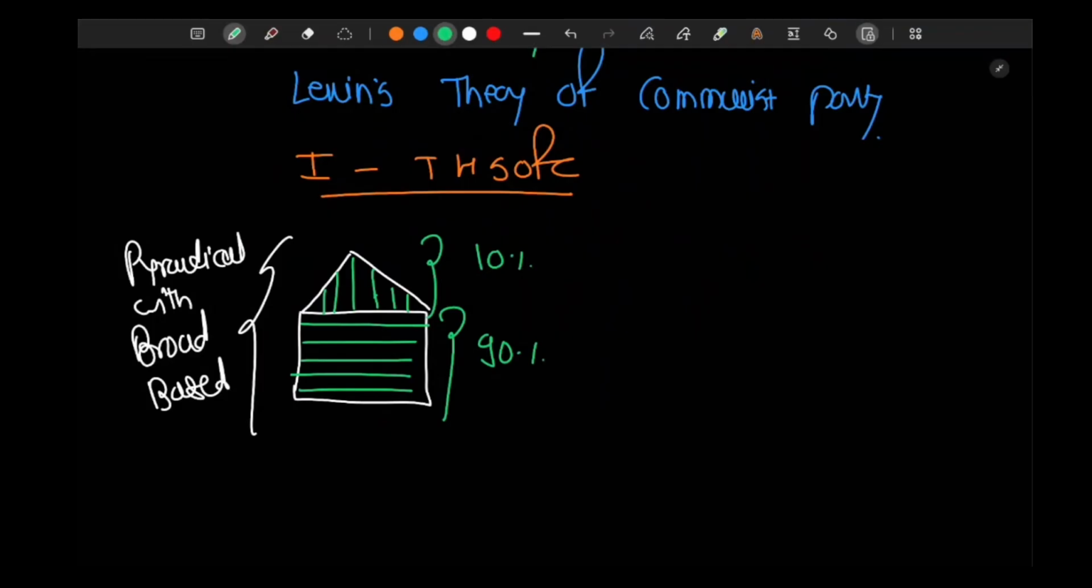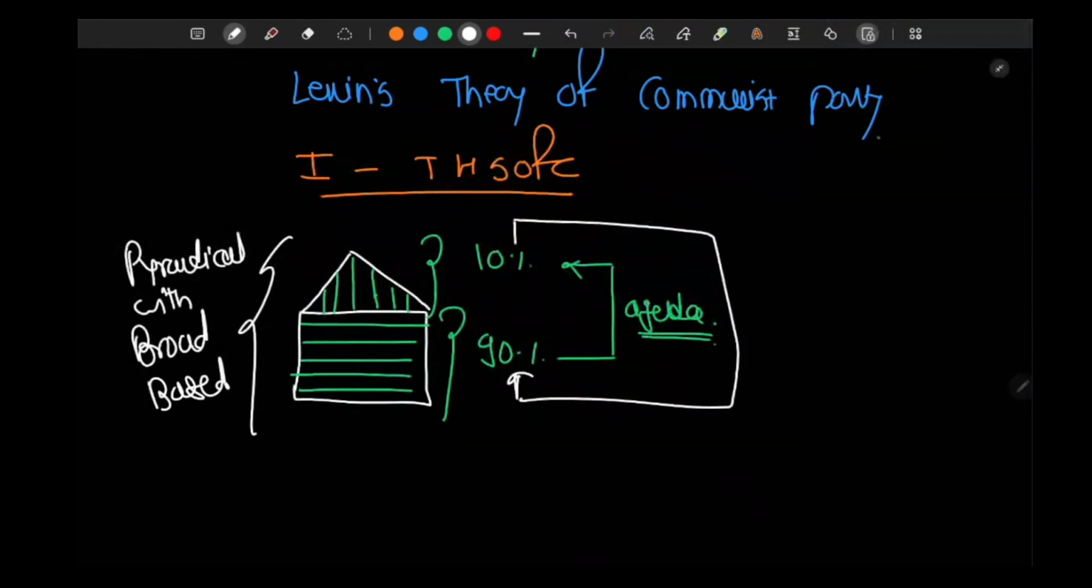Pyramidical structure with broad base. This 90% of the party will give agenda to the leadership, to the pyramidical leadership. They will give agenda to leadership with respect to what they want in their lives. 90% workers will say we want better roads. 10% leadership will give the program of action.